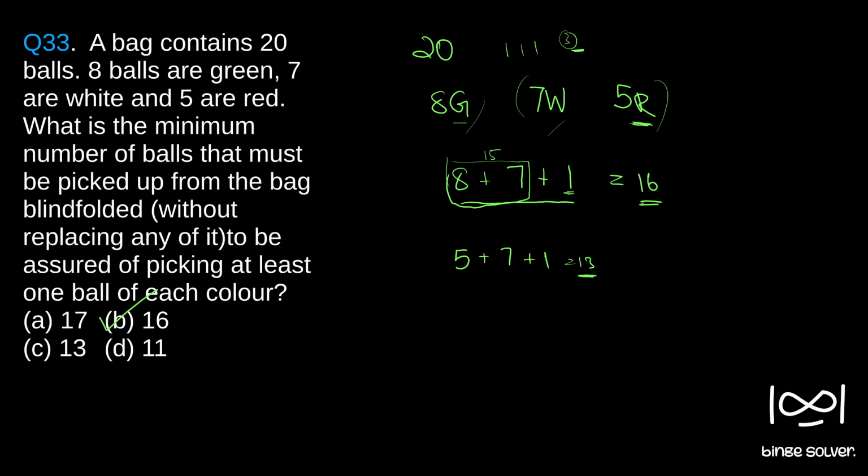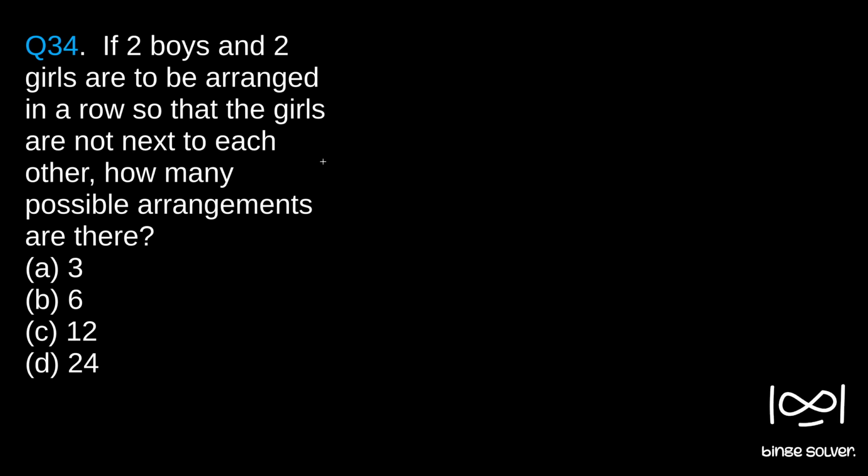Next question, question 34. If 2 boys and 2 girls are to be arranged in a row so that the girls are not next to each other, how many possible arrangements are there? That is the question. So you can approach this question in multiple ways.